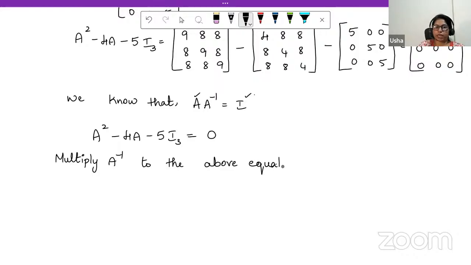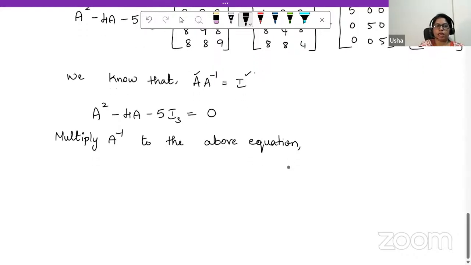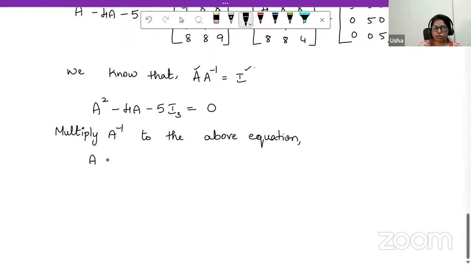When we multiply by A inverse, A square is nothing but A into A, right? With this, if I multiply A inverse, this and this are going to become identity matrix, minus 4A into A inverse, minus 5 I3 into A inverse.